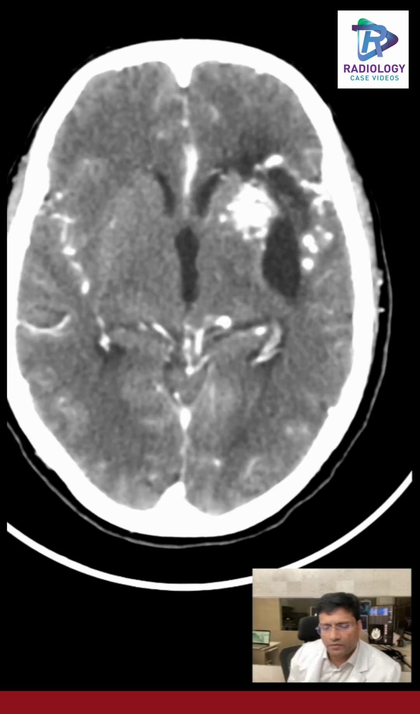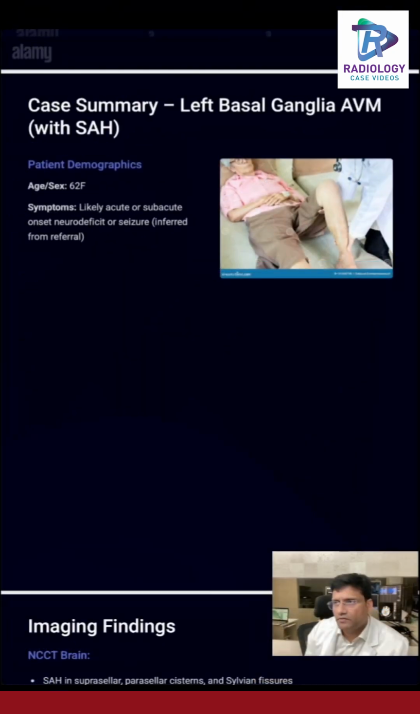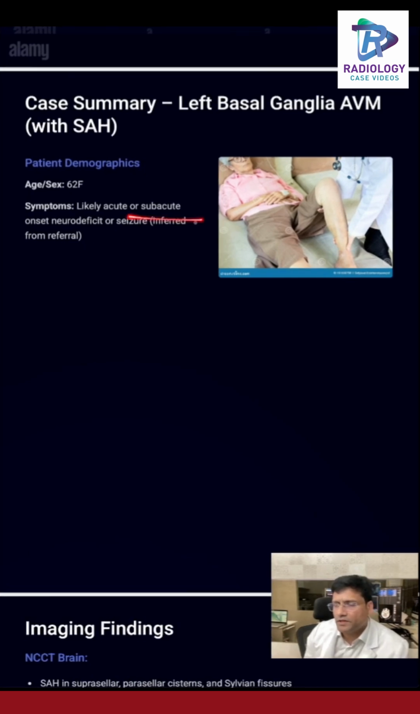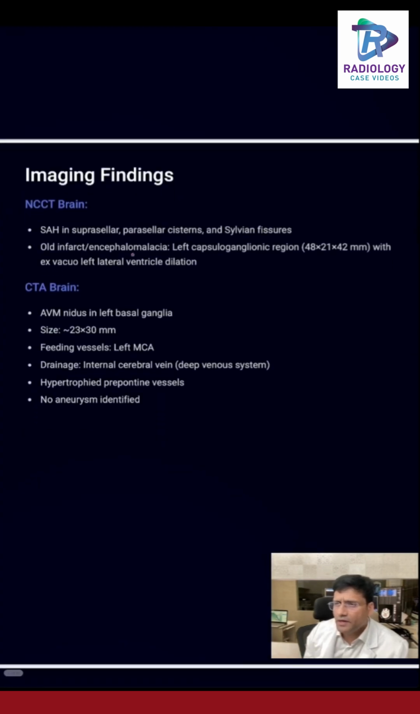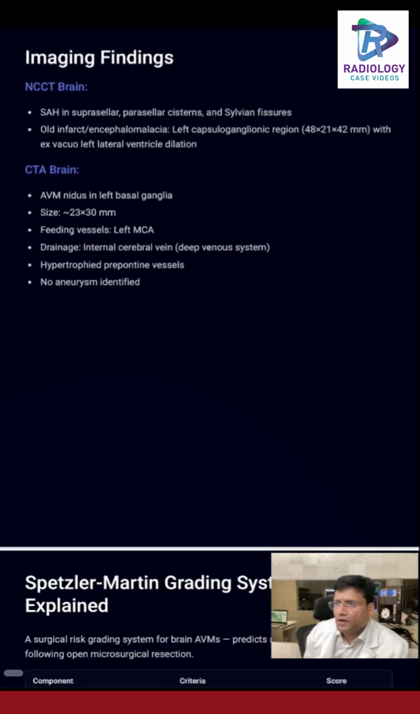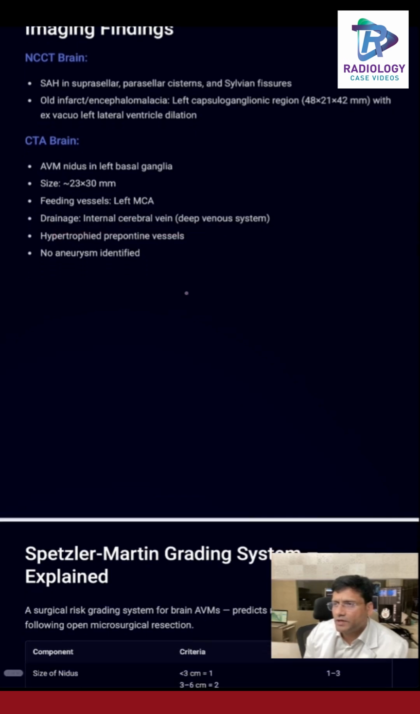As a radiologist, whenever you are seeing a capsuloganglionic AVM, we should report it diligently so that it helps the treating physician and neurointerventionist. So in this case, the patient had a subacute presentation and there was a seizure. In non-contrast CT, we could see the SAH in the suprasellar and parasellar cisterns, and hemorrhage. In this case, we are able to appreciate encephalomalacia. An AVM with nidus was seen, which was around 23 by 30 mm. Feeding vessels, as I said, from the left MCA, draining into the thalamostriate and internal cerebral veins.